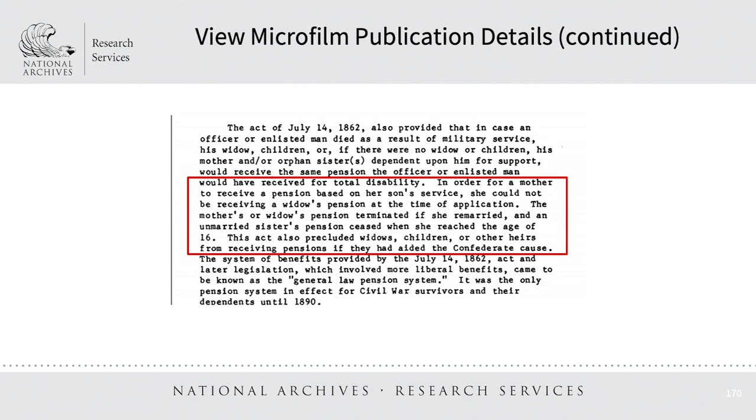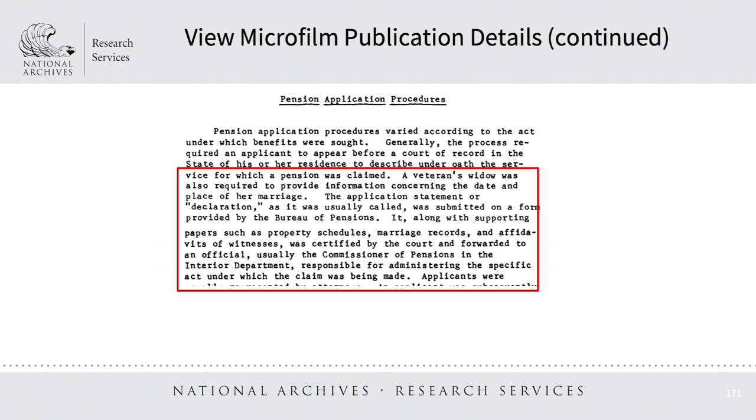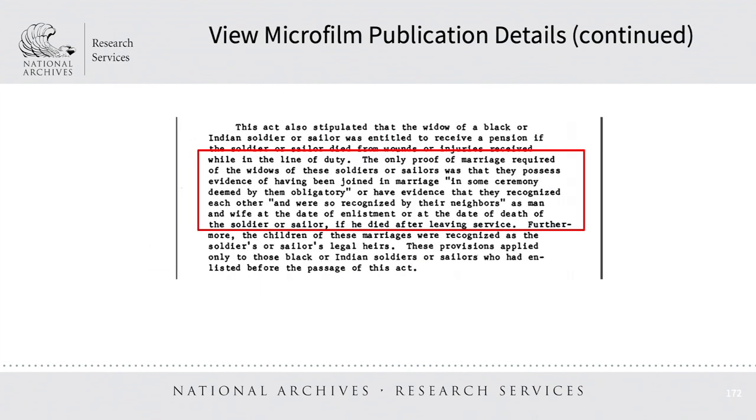And you'll learn the types of documentation that was used to prove a marriage. It says to submit the date and place of the marriage, along with, quote, supporting papers such as property schedules, marriage records, affidavits of witnesses. And you'll learn that there were separate requirements for proving a marriage for widows of Black and Indian soldiers, quote, in some ceremony deemed by them obligatory, and that they just needed to, quote, be recognized by their neighbors as man and wife. So it's definitely worth coming into the microfilm catalog and seeing if the microfilm you're using has a descriptive pamphlet available to help you understand the records.